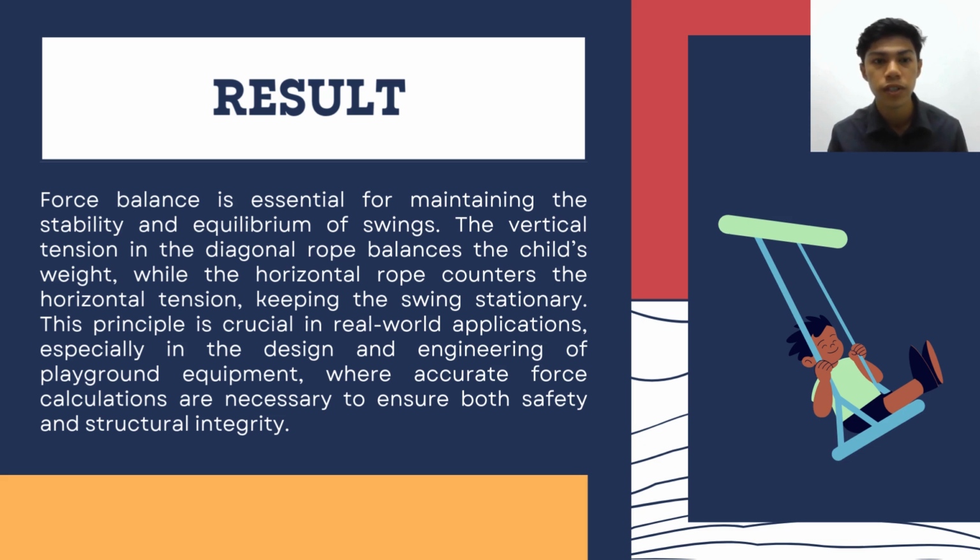Result. Force balance is essential for maintaining the stability and equilibrium of the swing. The vertical tension in the diagonal rope balances the child's weight, while the horizontal rope counters the horizontal tension, keeping the swing stationary. The principle is crucial in real-world applications, especially in the design and engineering of playground equipment, where accurate force calculations are necessary to ensure both safety and structural integrity.